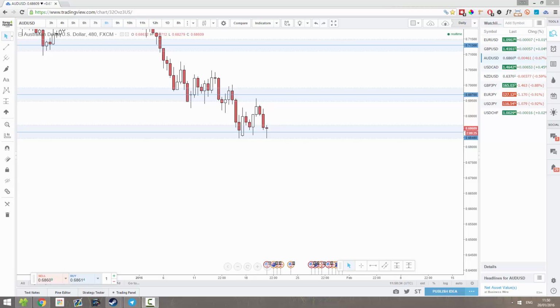But I see it as a potential setup. We've got indecision forming on top of a support area. We've got a pretty decent preceding trend. It all looks good. It looks like sellers are going to struggle here and they will potentially reverse.